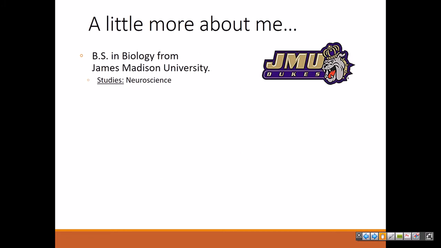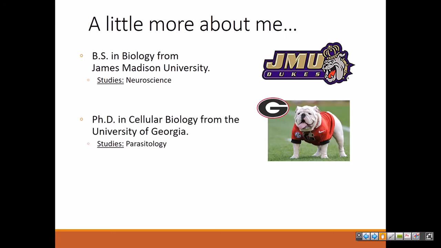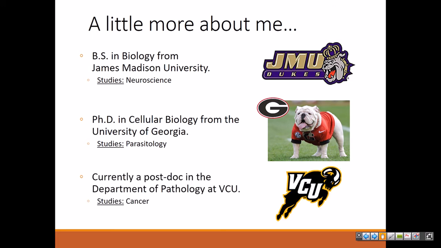A little more about me. So I got my bachelor's in biology from James Madison University here in Virginia, where I studied essentially neuroscience. Then I got my Ph.D. in cellular biology at the University of Georgia, kept the Bulldog theme. There I studied parasitology and a little bit of drug discovery. And then currently I'm a postdoc in the Department of Pathology, where I study a pediatric cancer called Ewing sarcoma, and we are interested in protein degradation pathways in that particular cancer.